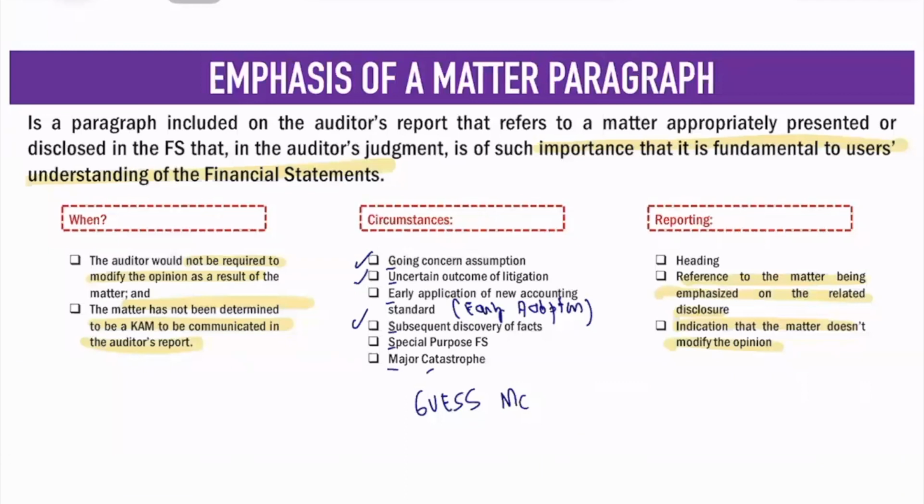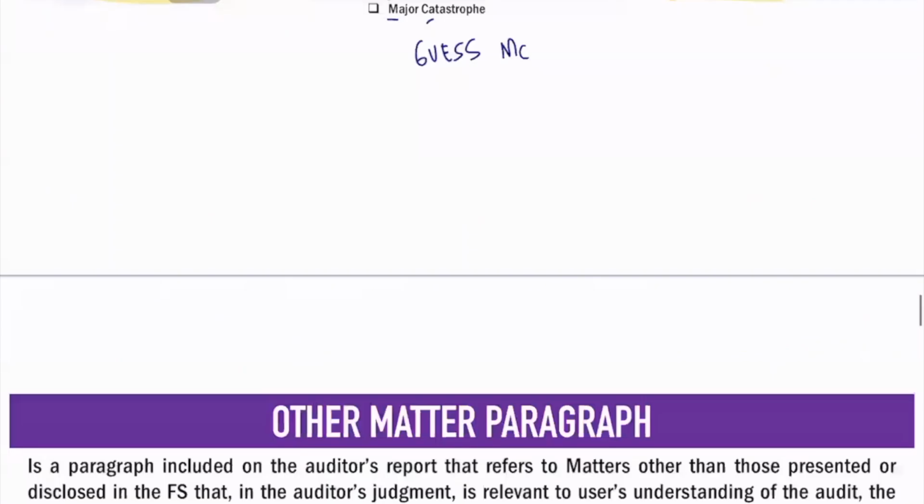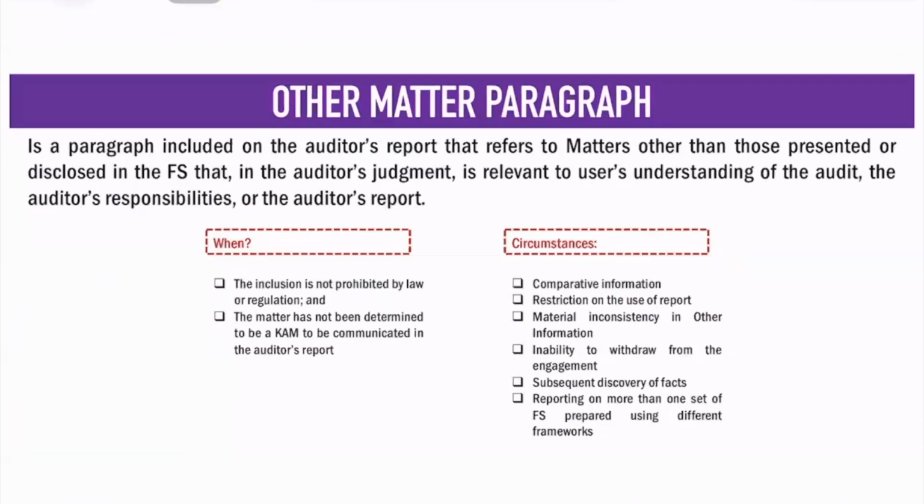So after emphasis of a matter, we go now to our last item, which can be presented in your FS, and that is in your audit report, and that is known as other matter paragraph. So what is an other matter paragraph? It is not the most significant. It is not that important. However, it can be considered relevant in the understanding of the audit, the auditor's responsibility, and the auditor's report.